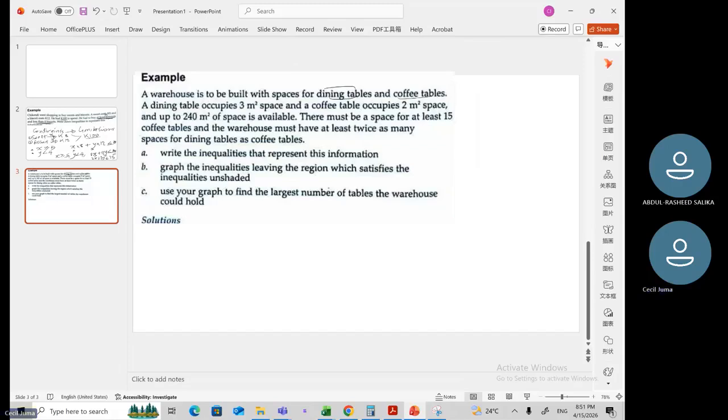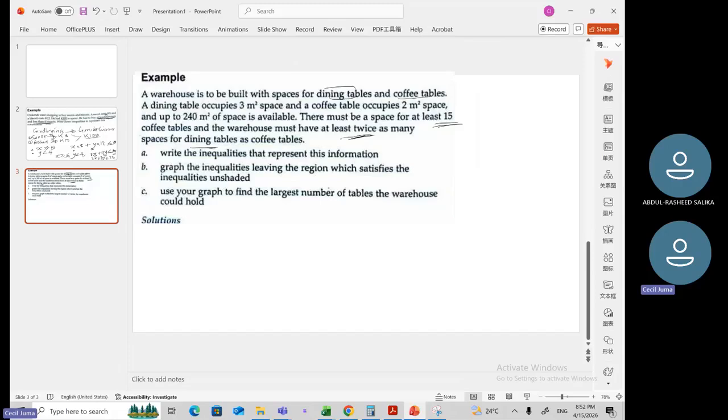You are saying nowadays you need to have a space. In your space, you should make sure that you have at least 15 coffee tables. Also, there is another condition. The warehouse must have at least twice as many spaces for dining tables as coffee tables, which means dining tables should be more than twice the coffee tables.